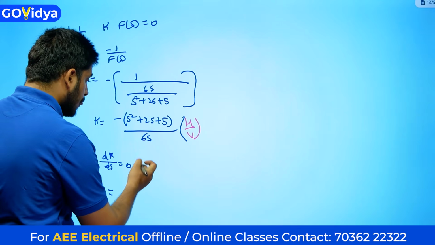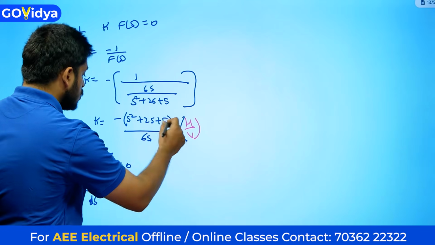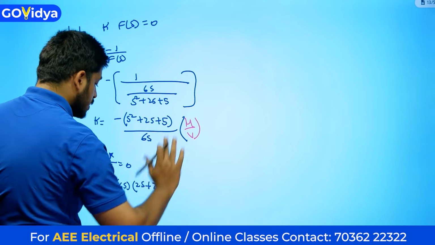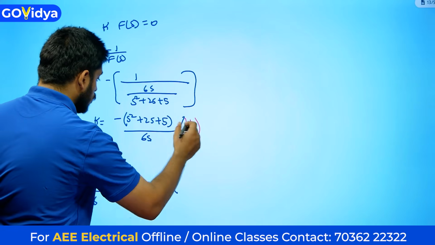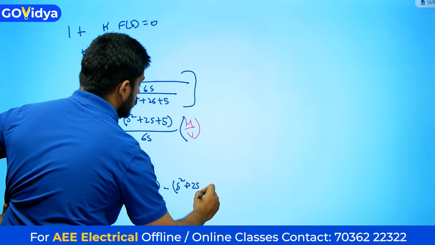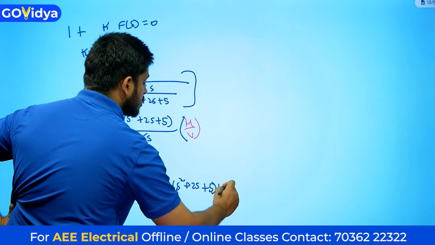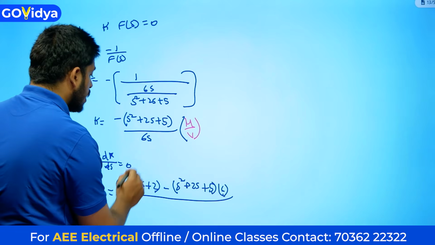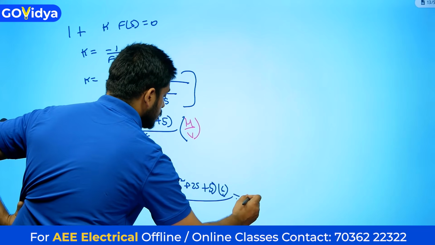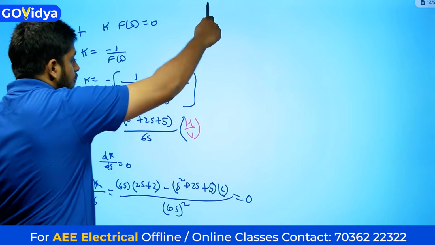So here what is my v? 6s into v u dash, so 2s plus 2, and 5 differentiation is 0, minus u. What is my u value? s square plus 2s plus 5, into 6s differentiation v dash, so 6, whole divided by v square. What is v square? 6s whole square, is equal to 0. There is no use of this denominator because however it is going to multiply with the 0.